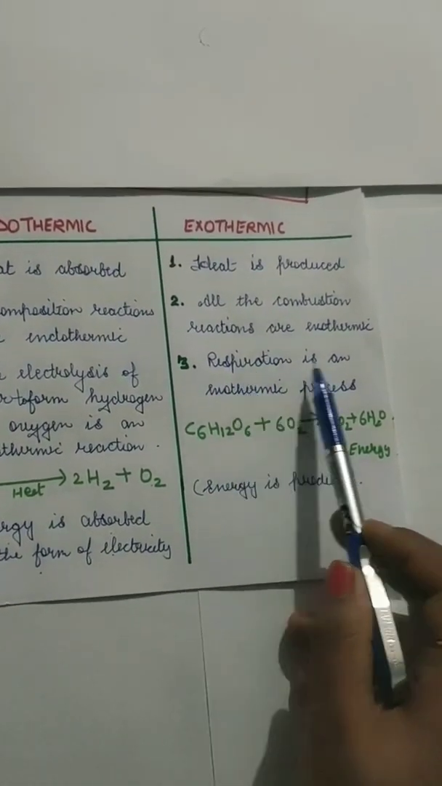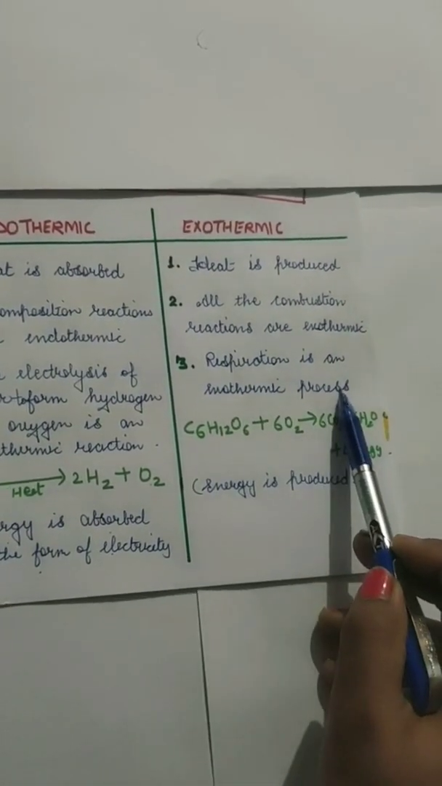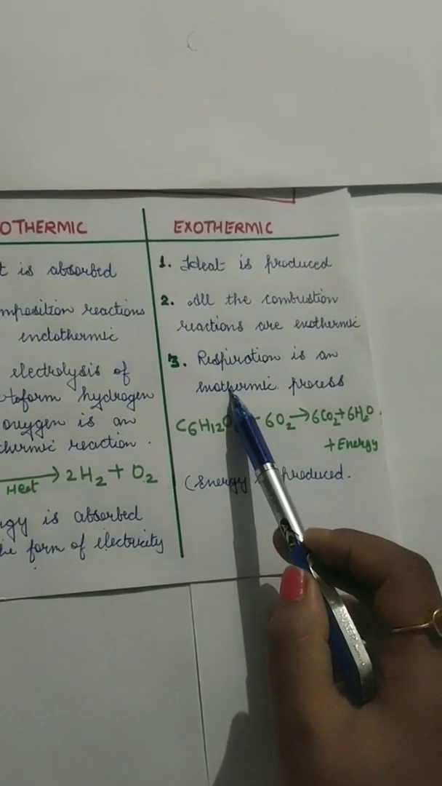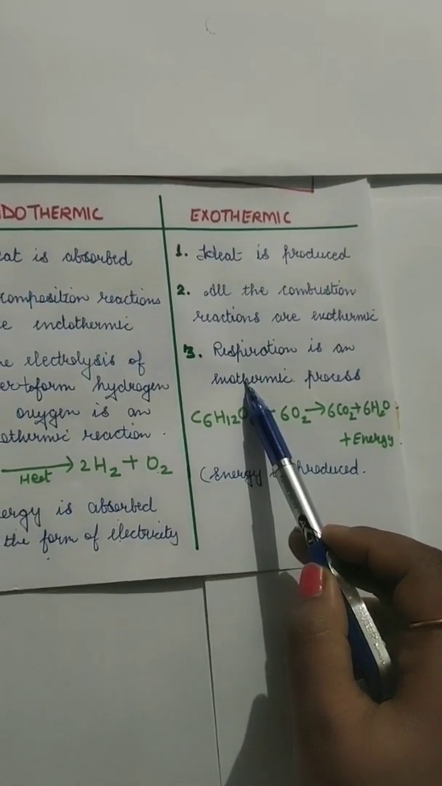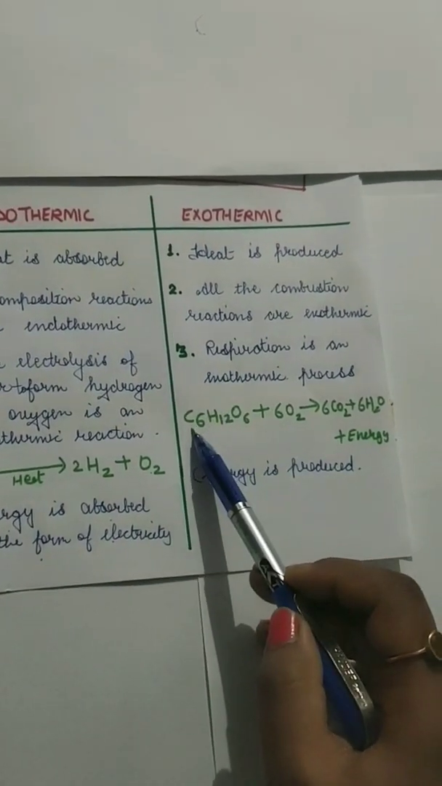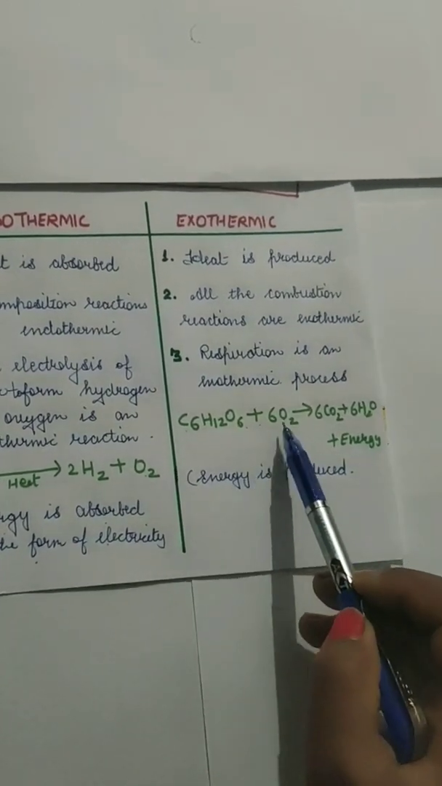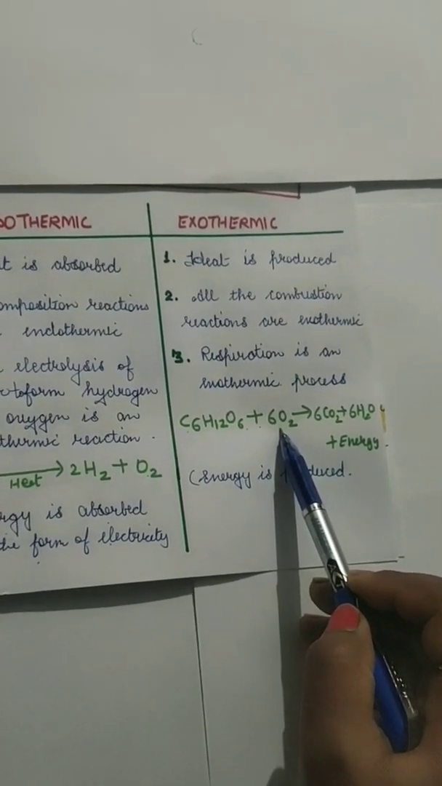Respiration is an exothermic process. Exo means heat is evolved or heat is produced. That means when we respire, energy is produced, that is glucose, C6H12O6, when it combines with oxygen. I hope you remember about cellular respiration.